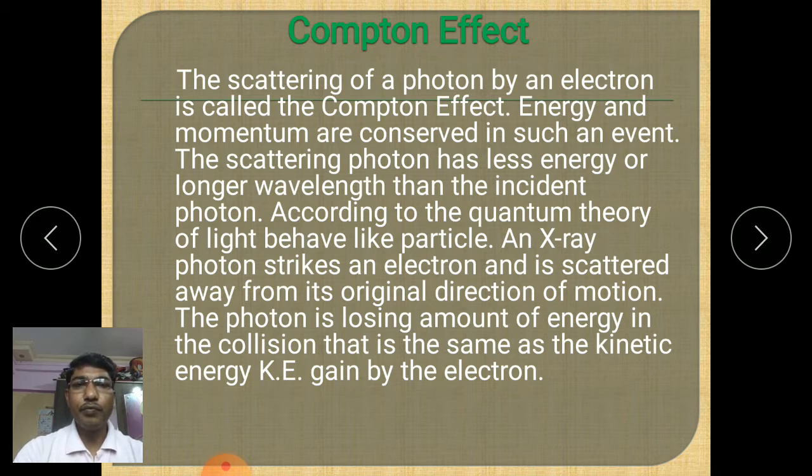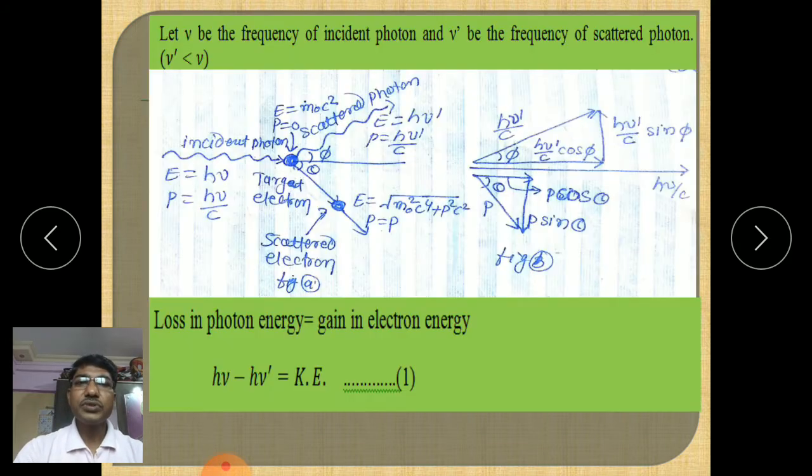An X-ray photon strikes an electron and is scattered away from its original direction of motion. The photon is losing energy in the collision, and that much energy is gained by the electron. Here we consider nu be the frequency of incident photon and nu dash be the frequency of scattered photon. The scattered photon has less frequency than the incident photon.